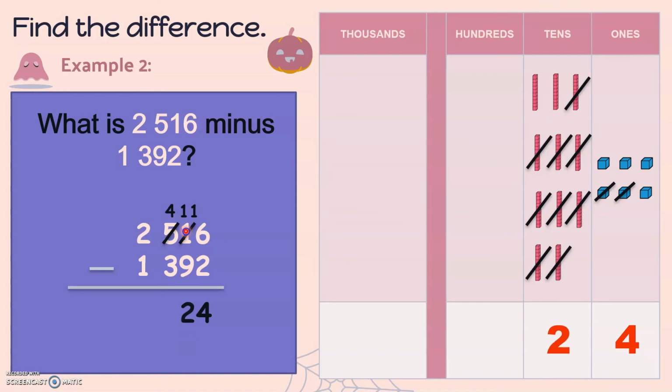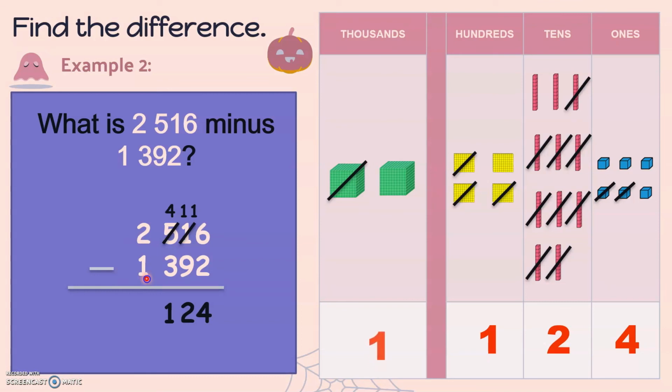And next is the hundreds place. So we have 4 hundreds minus 3 hundreds. The answer is 100. And for the last place value, we have 2,000 minus 1,000. The answer is 1,000. And our answer will be 1,124.